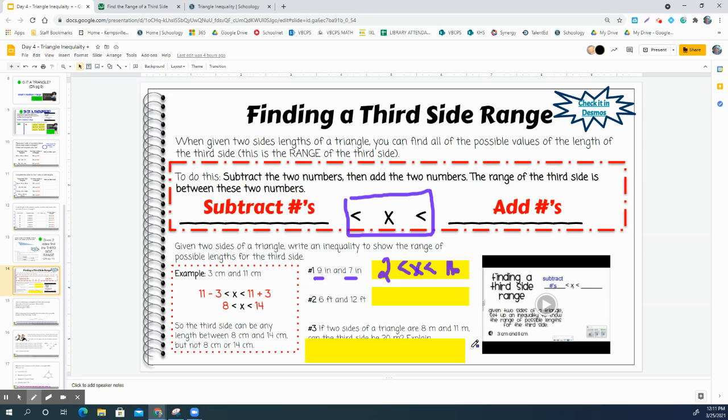Okay? So what would you do for example number 2? What do you do with the 6 and the 12? Add them, yeah. So 6 plus 12 is 18. My biggest number goes over here on the right. And then my smallest number, how do I get the smaller number again? Minus it, subtract them. So 12 minus 6 is 6.